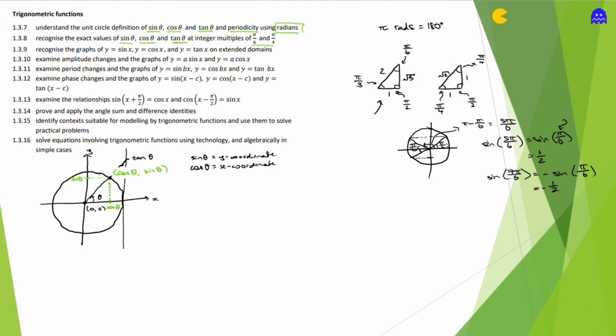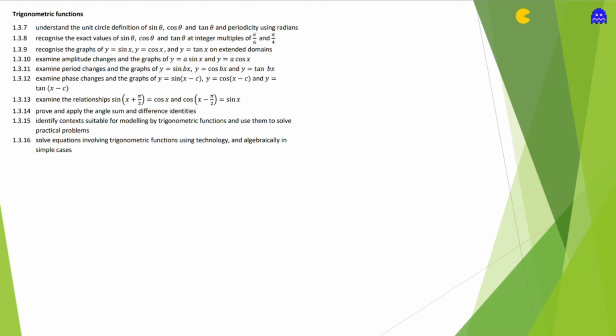The same sort of logic can apply to cosine and tangent, and I leave it up to you to try to figure out how that works as well. Now let's take a look at the graphs of sine, cosine, and tan. So these are the graphs of sine x, cosine x, and tan x on extended domains.